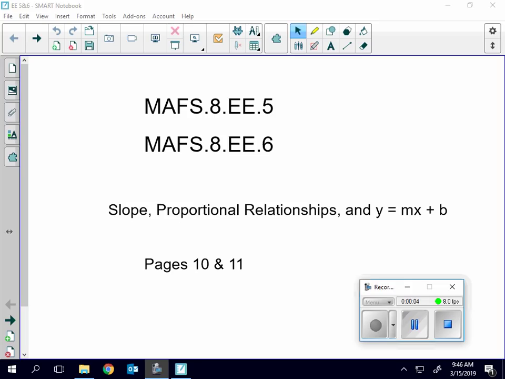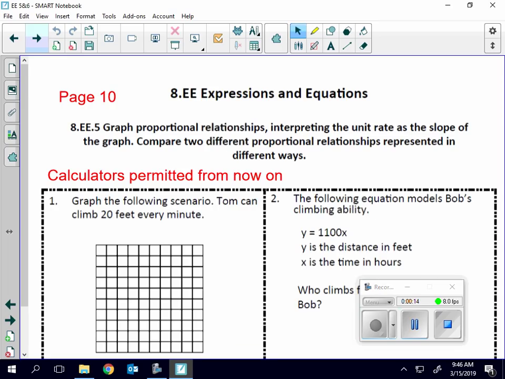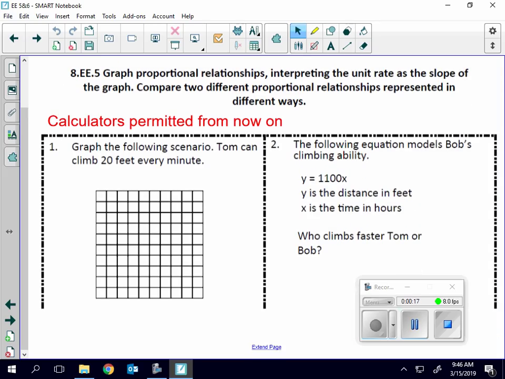Okay, today we've got EE5 and EE6, slope, proportional relationships, and some y equals mx plus b stuff. All right, page 10. From now on, we can use calculators. That's good. So you can take your calculator out. Number 1 says to graph the following scenario. Tom can climb 20 feet for every minute.